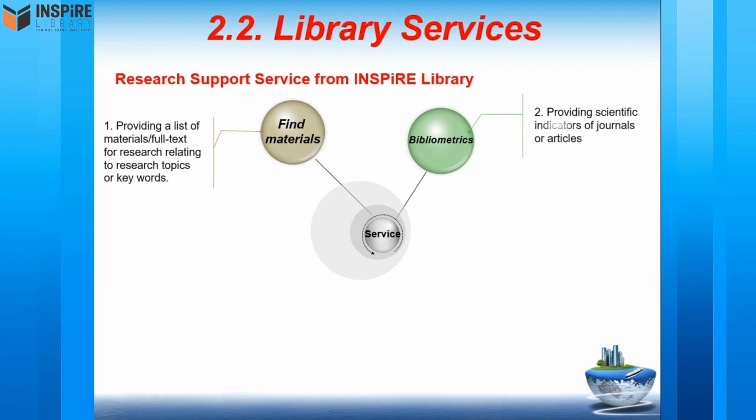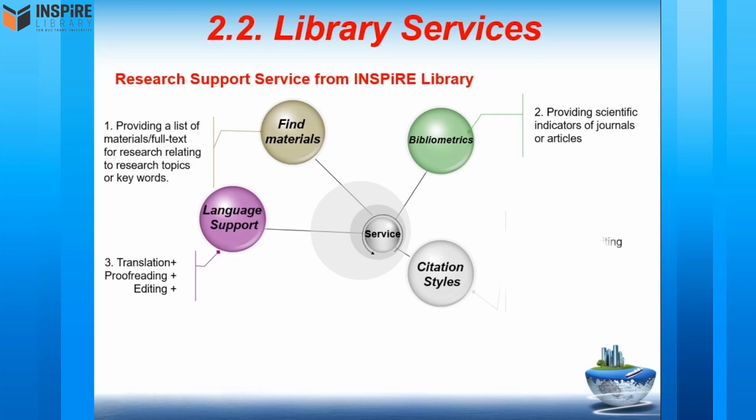The service provides scientific indicators of journals or articles, and provides information for evaluating the academic quality of a certain author based on research publications. Language support: we provide translation service from Vietnamese to English and vice versa, English proofreading and editing. We also support citing sources, especially with the EndNote online tool.